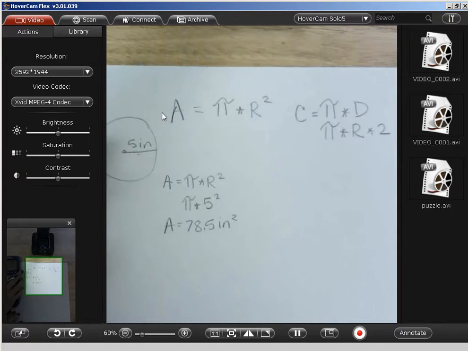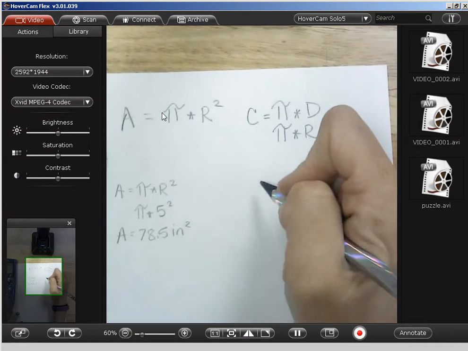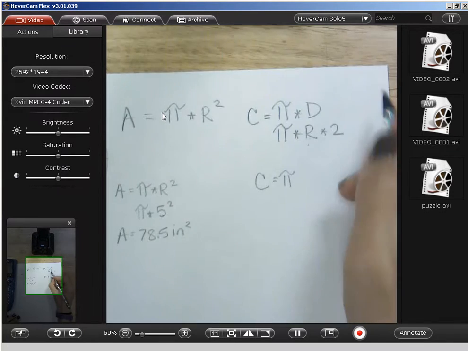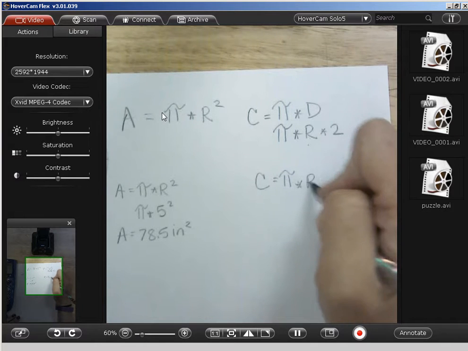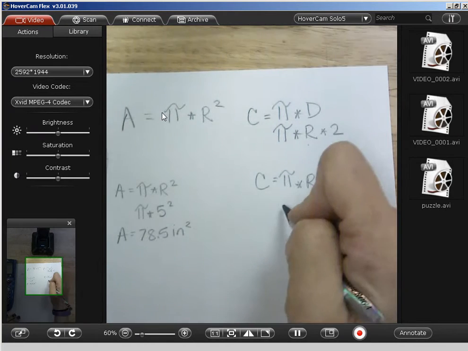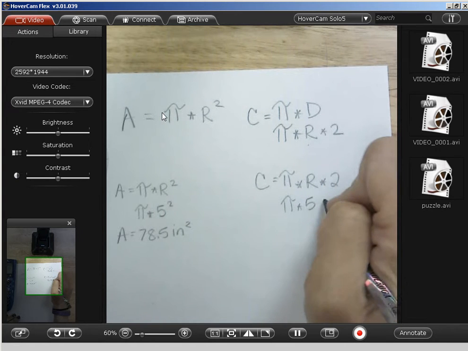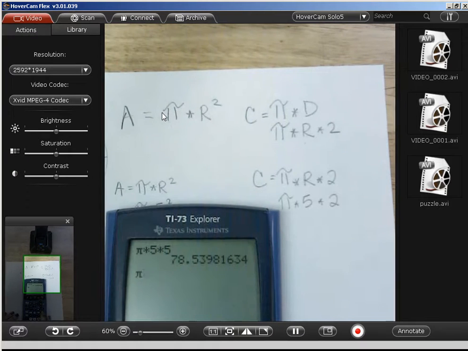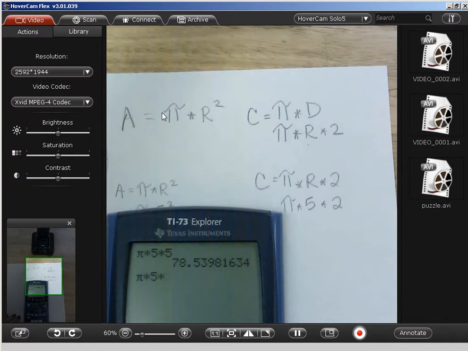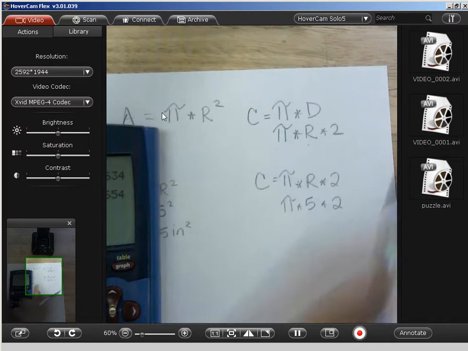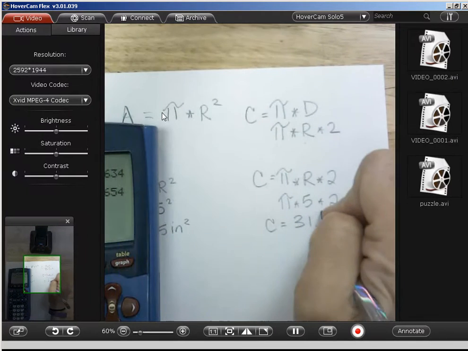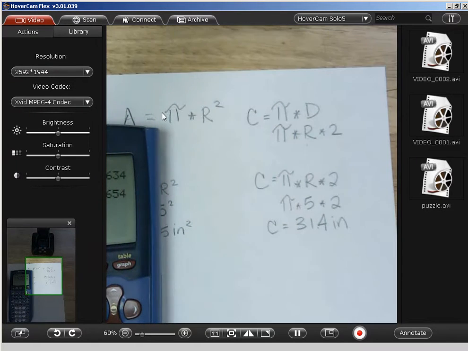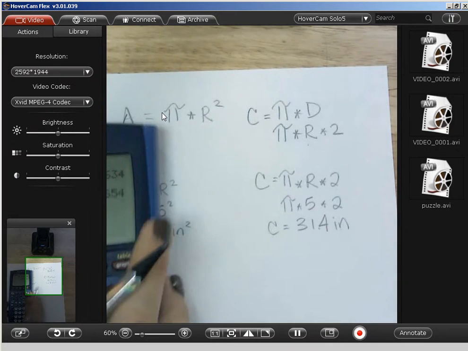If I wanted to find the circumference of this same circle, I'm going to rewrite my formula. Circumference equals pi, and for this one I'm going to use the radius formula because I have a radius: pi times radius times 2. Then I'm going to rewrite it with my radius substituted in there, and multiply it out. Pi times 5 times 2. And that gives me circumference equals 31.4 inches. And since circumference is a round, straight line kind of measurement, I leave my inches plain.